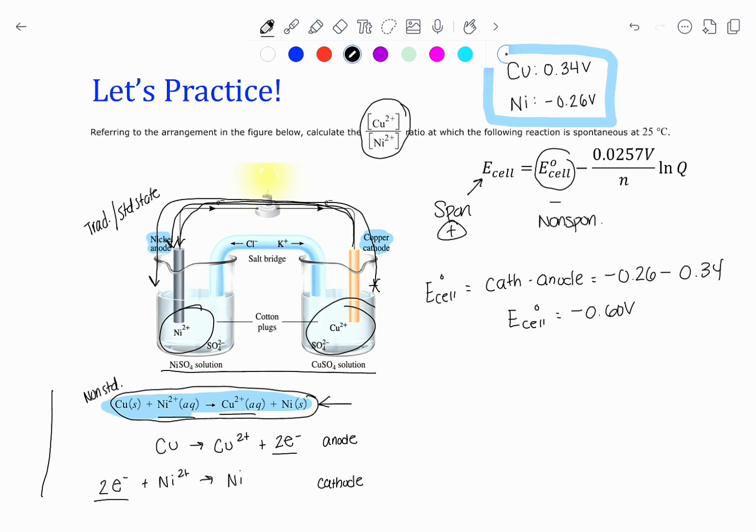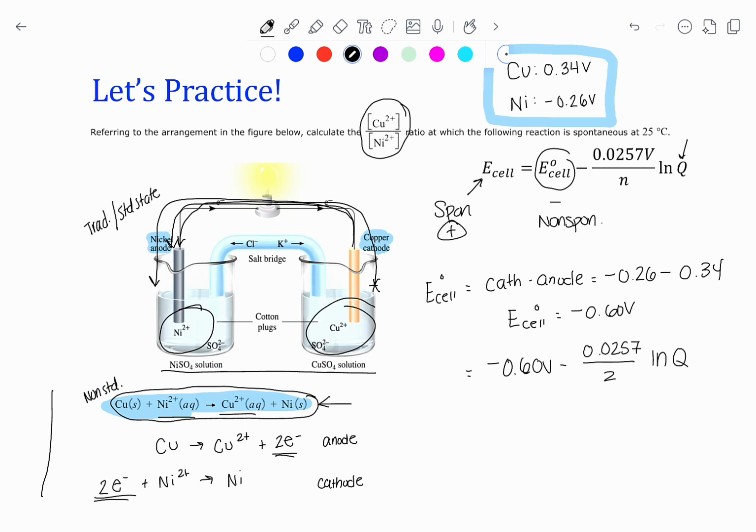Now, as we talked about in class, Q is the ratio of those ions. Q is the product ions divided by the reactant ions and their concentrations. And again, if they have coefficients, you're raising them to those coefficients. Okay, so what we need to find is Q. So if we try to plug in our values here, we know E cell is this negative value, 0.60 volts, minus 0.0257 divided by 2, it's 2 electrons that are being transferred, ln of Q.